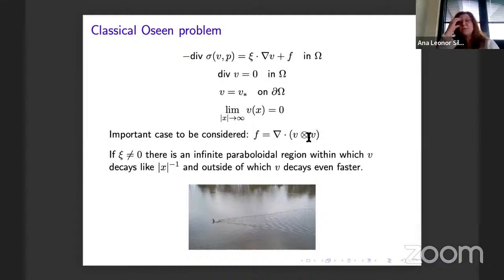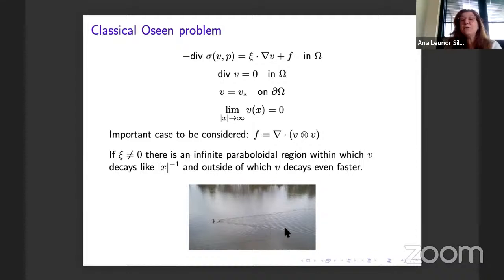The problem that I am solving here is a three-dimensional problem, but many times when we are observing a river, and here I have the picture of a duck in a river, what we observe is that when the duck is moving, there is the formation of a region behind the duck, and this is called the wake region.